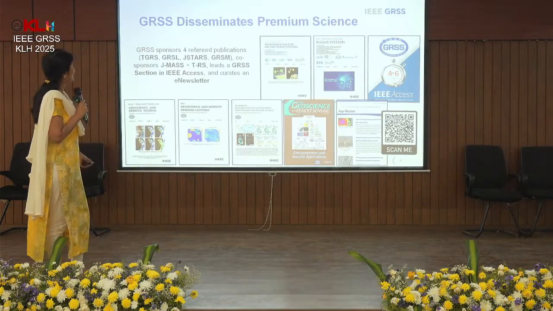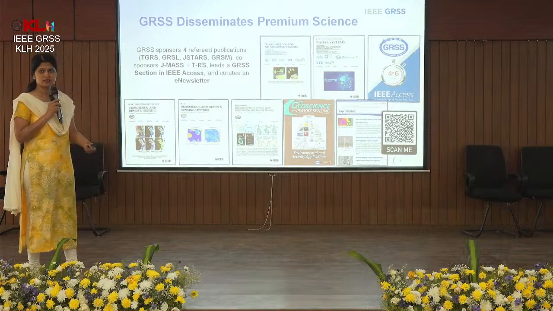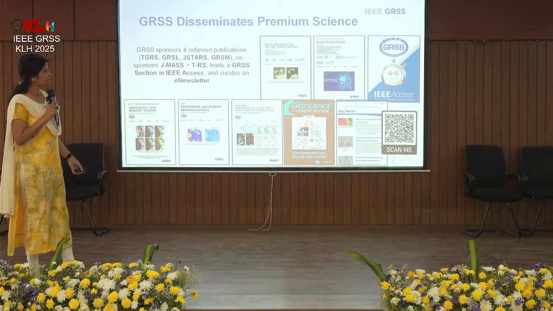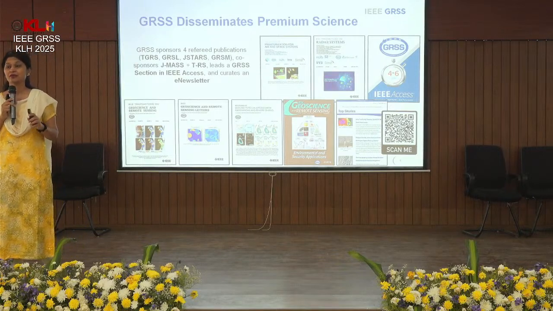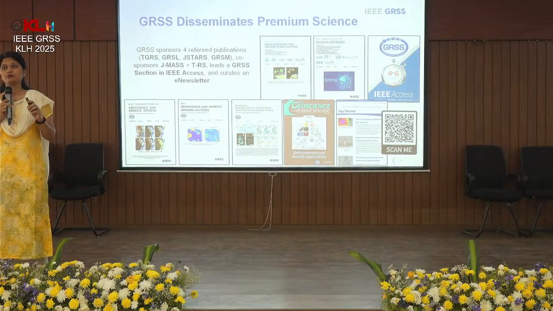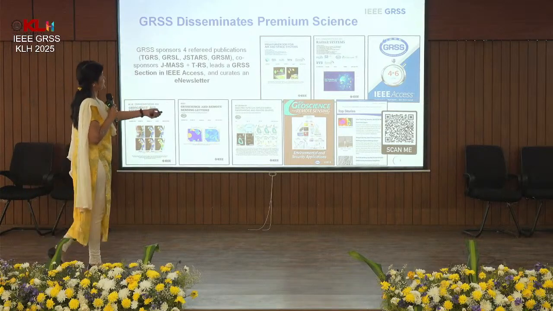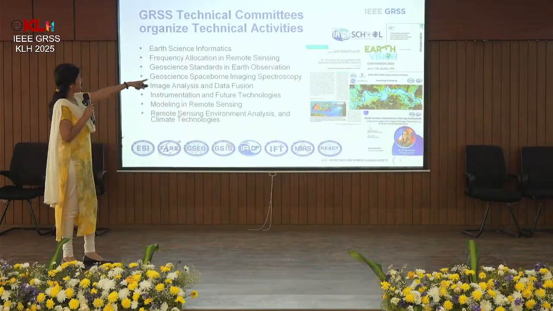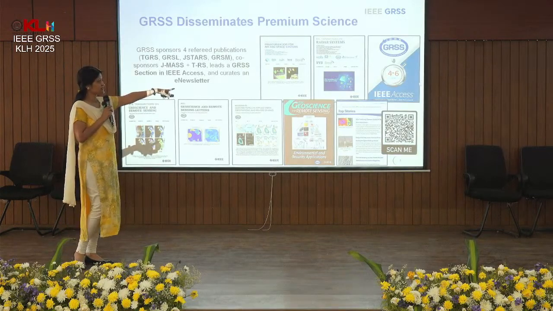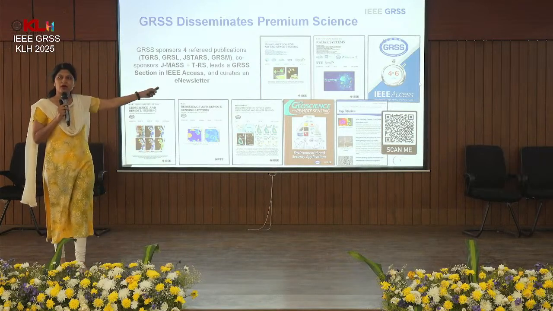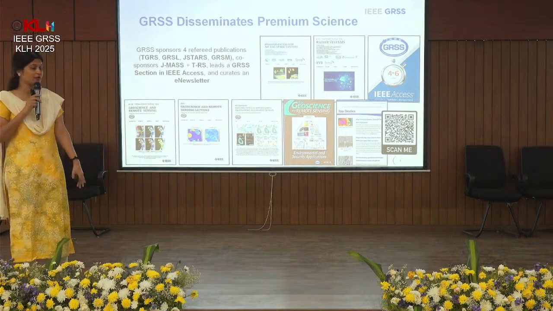We have a very good publication sector, and the good part is that just two years back we got a GRSS special column in IEEE Access, which gives a review time of only 4 to 6 weeks. You can see at the corner, it says GRSS, IEEE Access. It is after so many efforts that we have made the GRSS presence in IEEE Access.